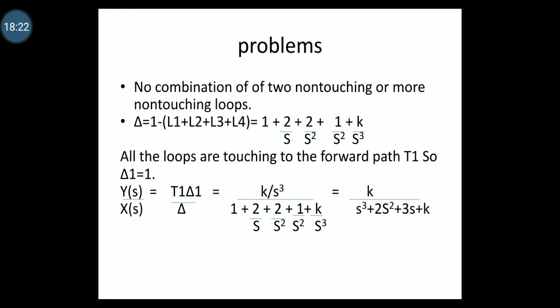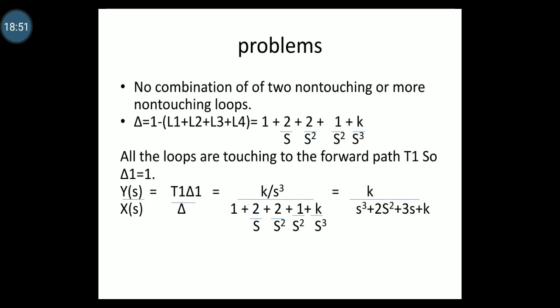Then, there is no combination of two or more non-touching loops. Delta is 1 minus (L1 plus L2 plus L3 plus L4) in brackets. So we'll substitute, which is 1 plus 2 by s plus 2 by s square plus 1 by s square plus k by s raised to 3. All the loops are touching the forward path T1. So delta 1 is 1.